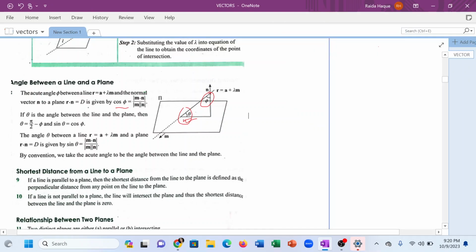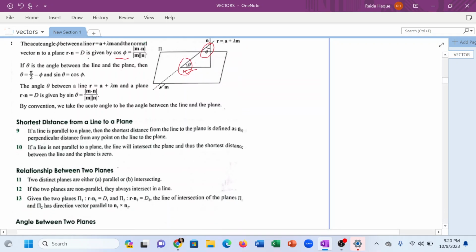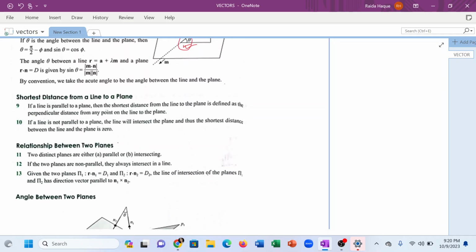Moving on to the next part, which is the shortest distance from a line to a plane. If a line is parallel to a plane, then the shortest distance from the line to the plane is defined as the perpendicular distance from any point on the line to the plane. So, for example, over here we had learned three different scenarios, right? So let's draw it to show you. We had seen three examples.